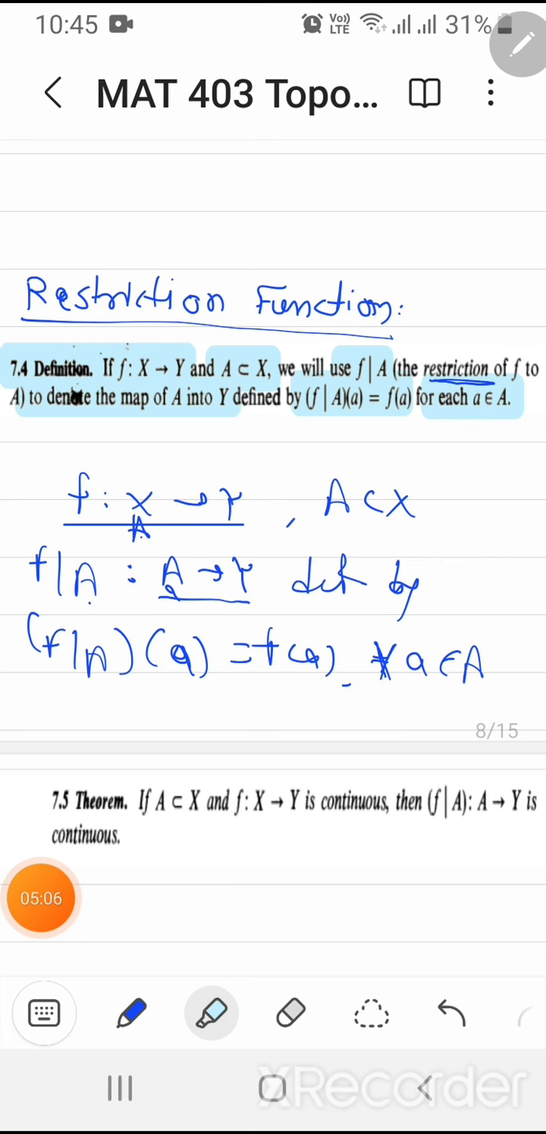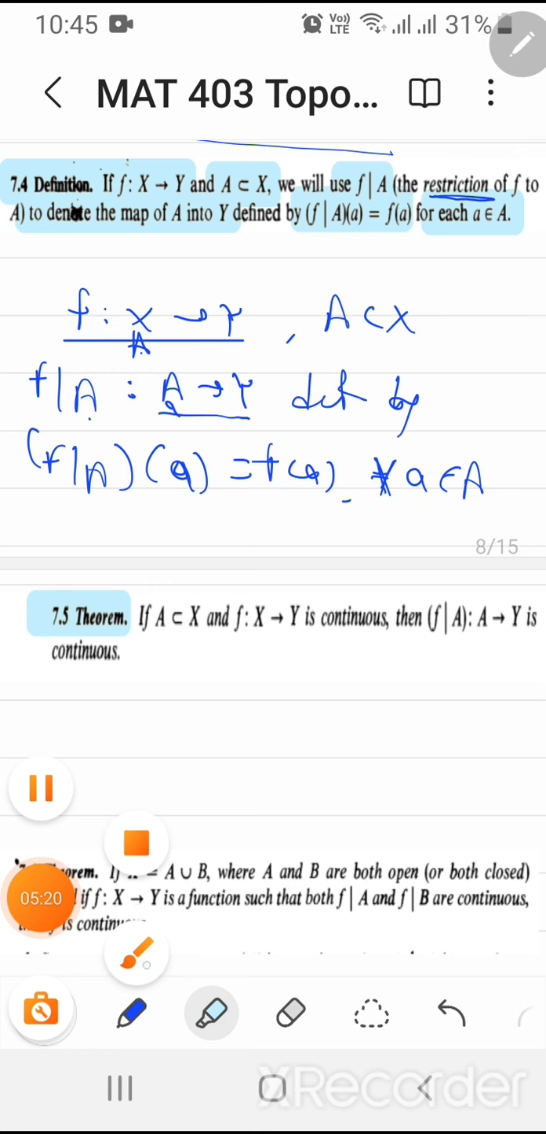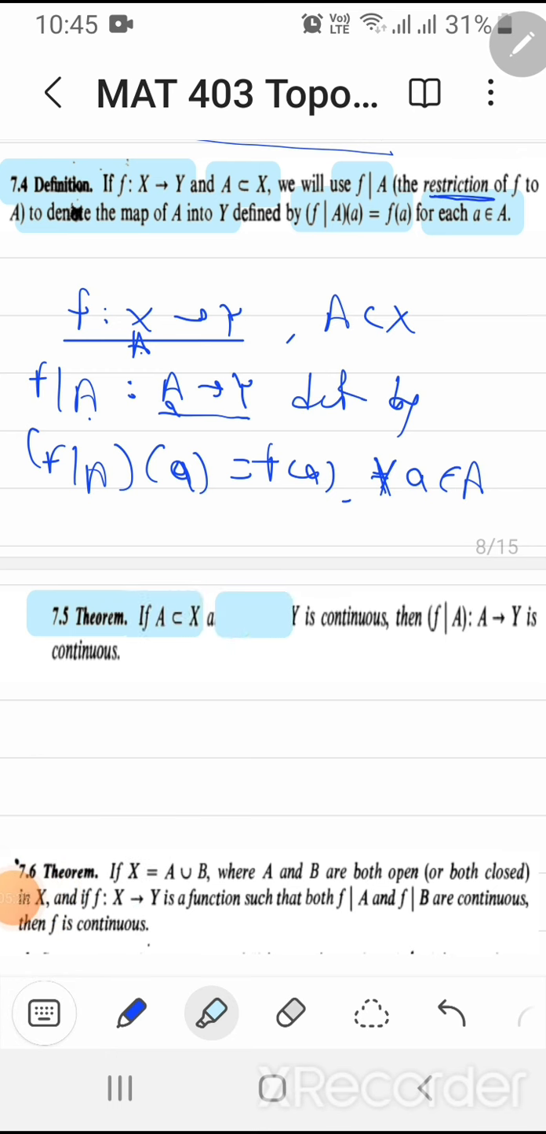Now the next theorem is here: if A is a subset of X and f from X to Y is continuous, then the restriction function is also continuous. Let us see the result. The theorem is: if A is a subset of X and f from X to Y is continuous, then the restriction function f restricted to A from A into Y is continuous.